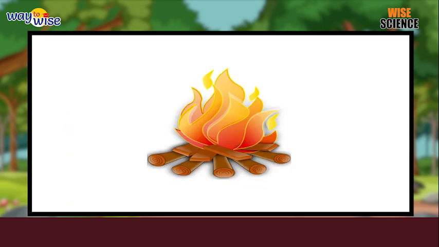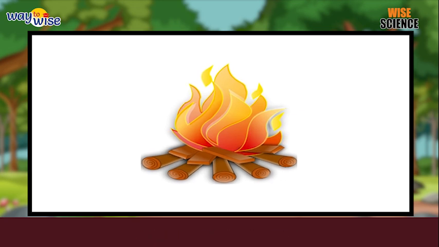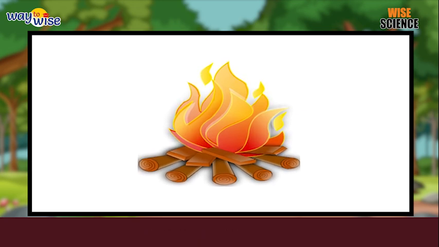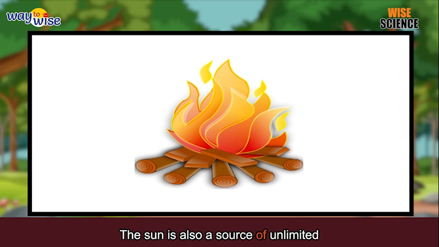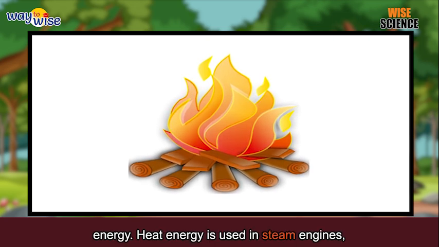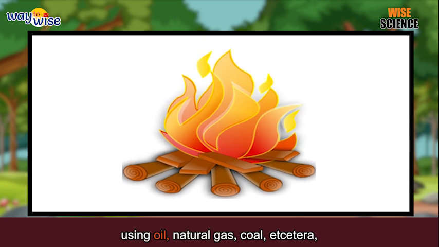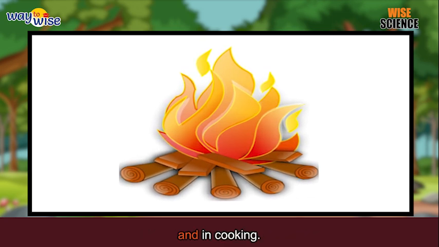Heat energy. Heat energy is produced when fuels like kerosene and wood are burnt in the air. The sun is also a source of unlimited energy. Heat energy is used in steam engines, in the generation of electricity using oil, natural gas, coal, etc., and in cooking.